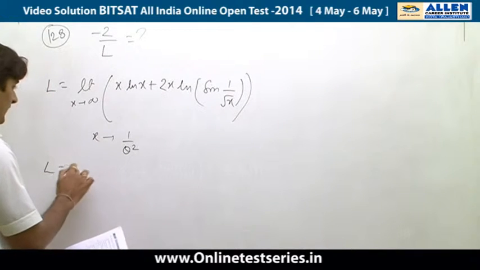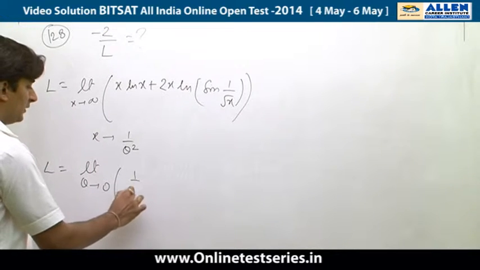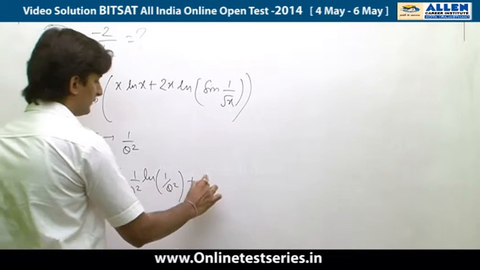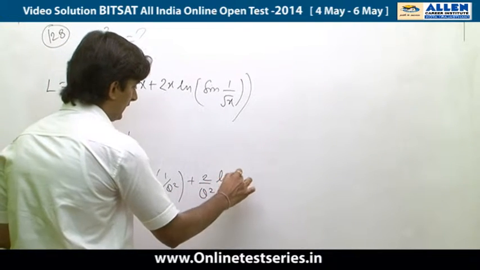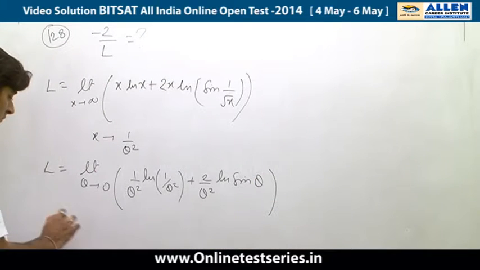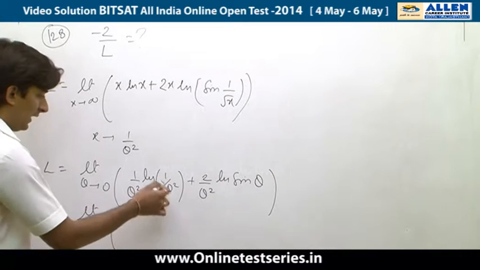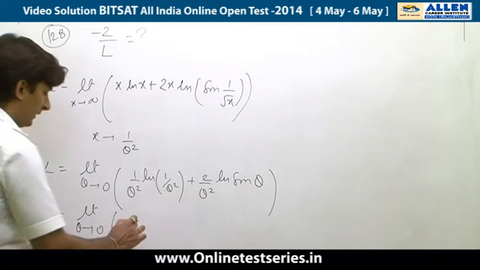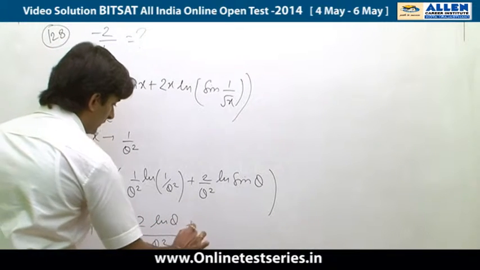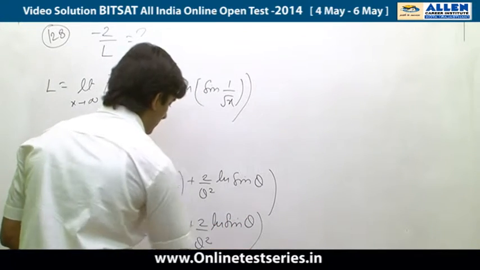So we can write L as limit theta approaches 0 of 1 upon theta square ln 1 upon theta square plus 2 over theta square ln sin theta. So L will also be equal to limit theta approaches 0 of ln 1 upon theta square, that can be simplified to minus 2 ln theta over theta square plus 2 over theta square ln sin theta.